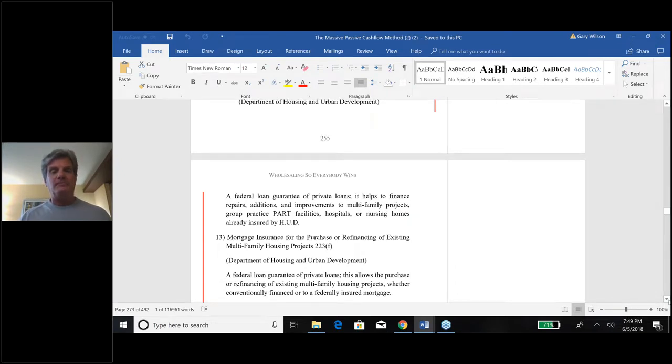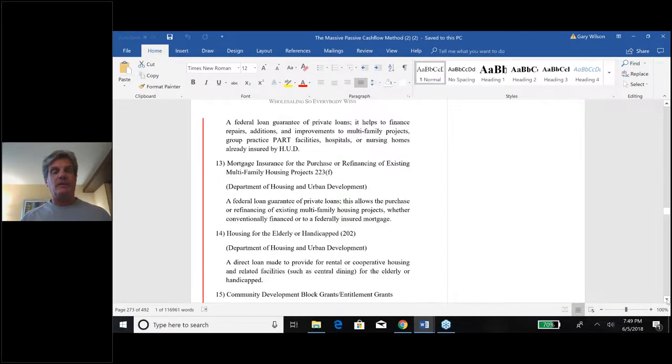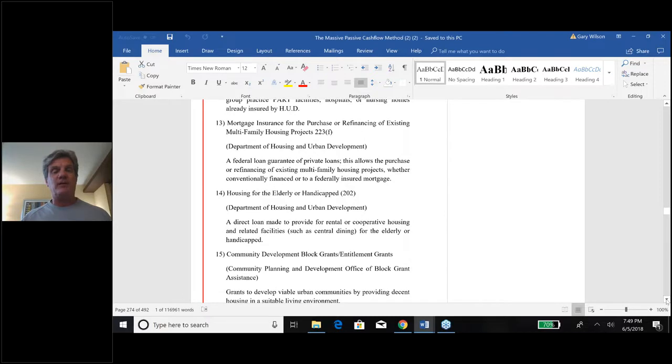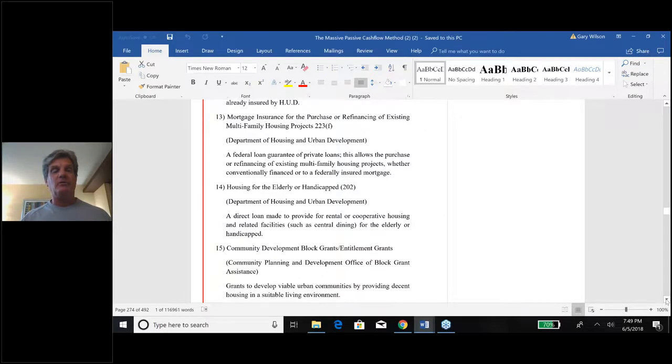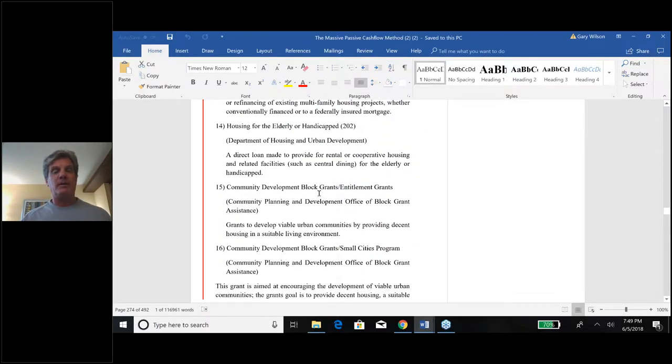In any case, basically what this is, a multi-unit project, okay? And if you're near hospitals, nursing homes, facilities already insured by HUD, you can participate in this, right? Let's see, a 223F, refinance existing multifamily housing. Here's another one, a 202 for elderly and handicap. There's also, I mentioned grants before.